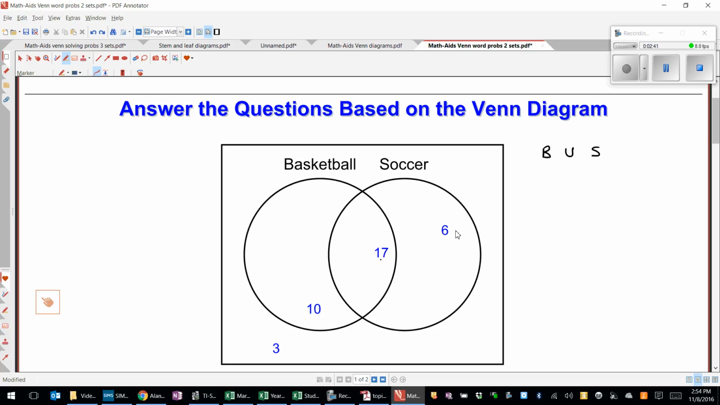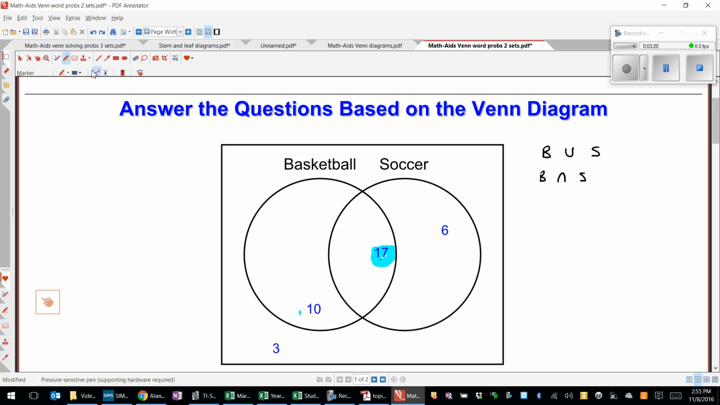How many students like both basketball and soccer? 17. Right, I'm going to shade this one in. Both basketball and soccer, and we would be able to write that as basketball and soccer, and this one was called the intersection. So that would be an important one for us to remember. How many students like basketball in total? 27, 17 and 10, so 27, you're right.